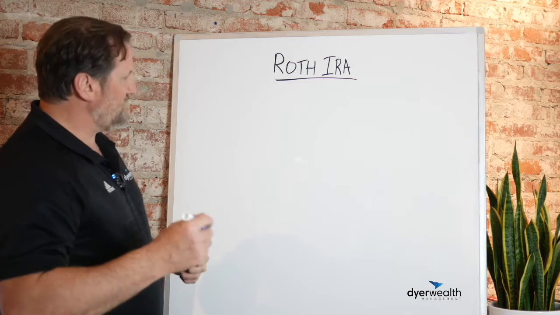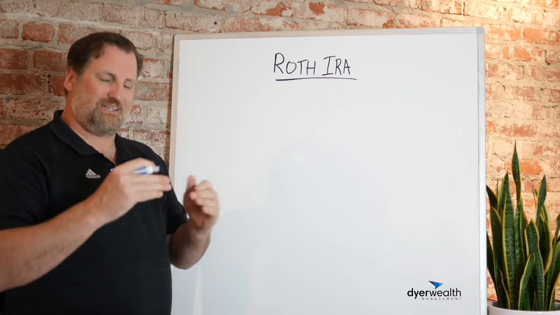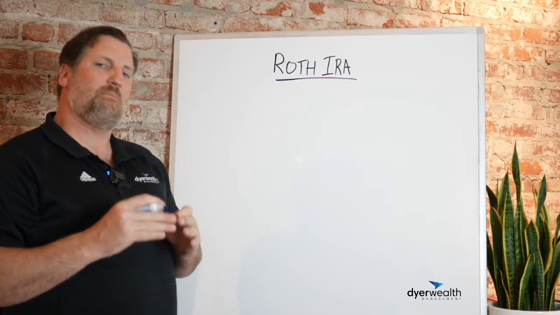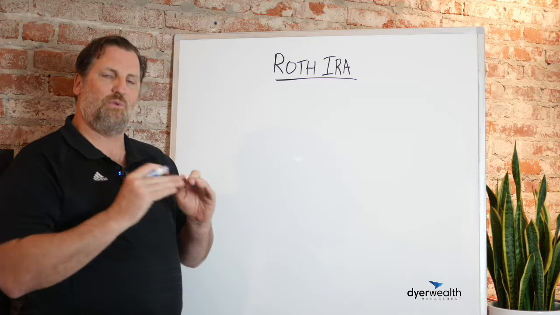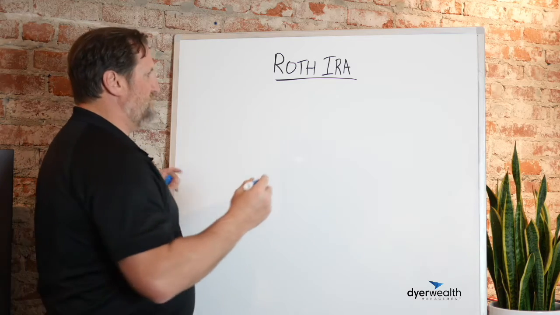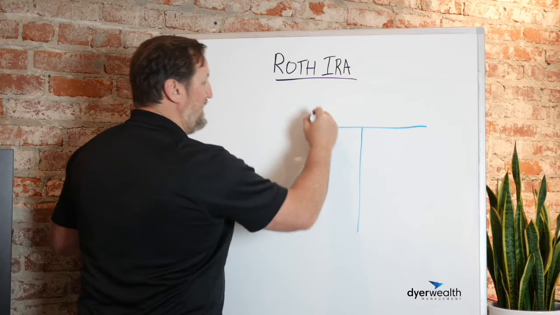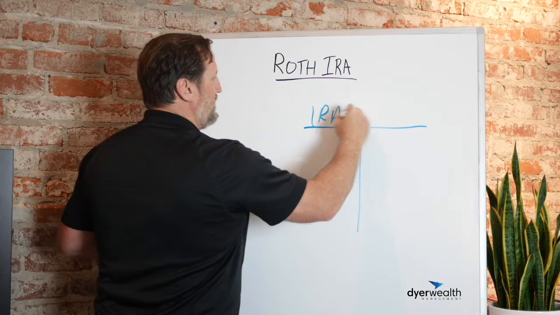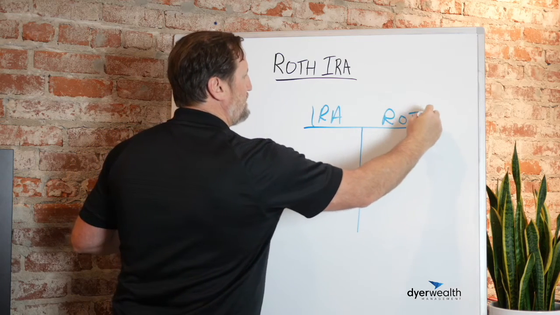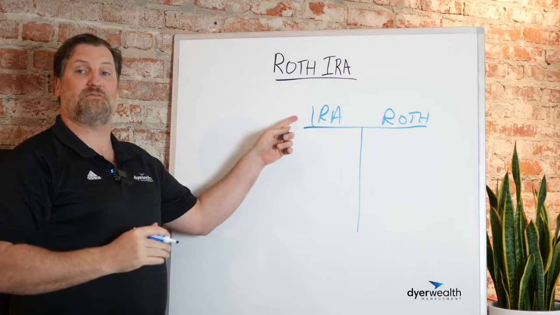Okay, so what I want to do is go through some of the characteristics of a Roth IRA, but I think if we compare it with a regular IRA, it'll help show some context around the differences. All right, so for those of you who may or may not be familiar, we've got IRA and Roth IRA. Okay, I want to point something out initially. These are just types of accounts.